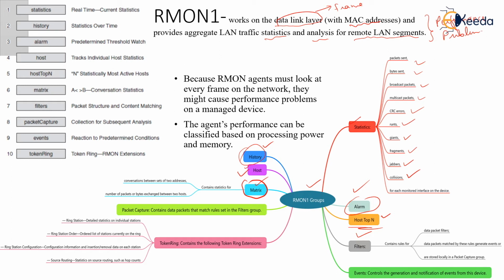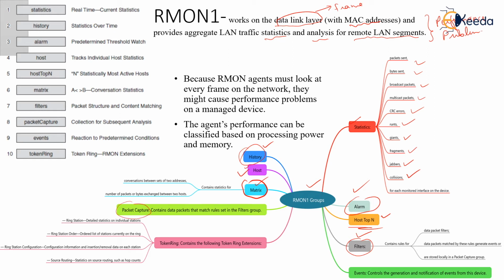Next, filters. Whenever we are talking about filter, it is a set of rules. It contains rules for data packet filters. Data packets that match these rules generate events or are stored locally in the packet capture group. Next is packet capture. So filter is responsible for the packet capture group.